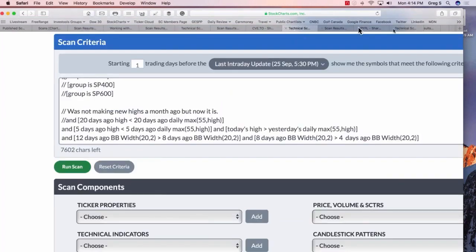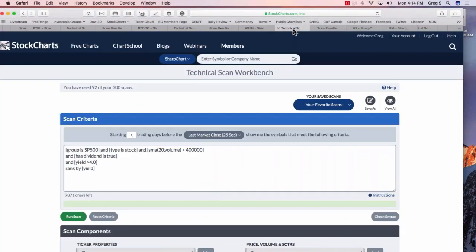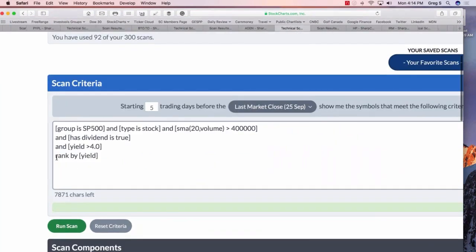Okay, we did those. Let's go over here and just see if I've covered them all off. Yes, I did. So the one thing that's very important on the yield one is the rank by feature has to be the last thing, and it's the only one that doesn't get the word "and". I don't know why, but it doesn't have the word "and", and I would put it in there for consistency if I could. But the bottom line is it won't work.